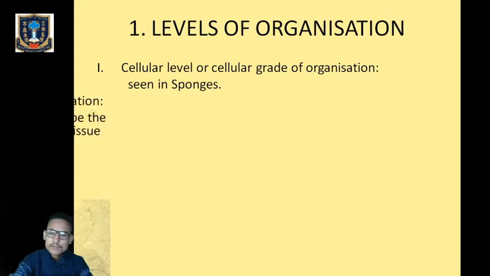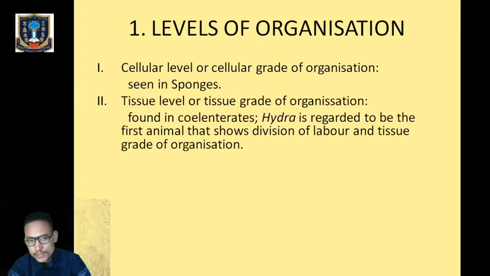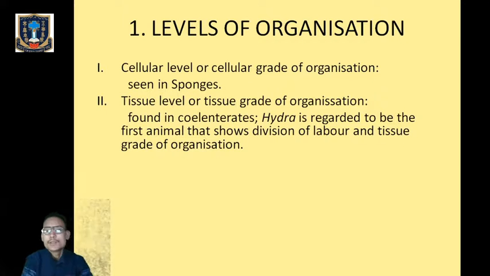The next one is tissue level of organization, or tissue grade of organization. Okay, so this tissue level is mainly seen in case of Coelenterata, and remember Hydra. Okay, Hydra is mainly regarded as the first animal that shows the division of labor. Division of labor means where the work has been differentiated or divided among the cells. Let's say we have got 10 cells.